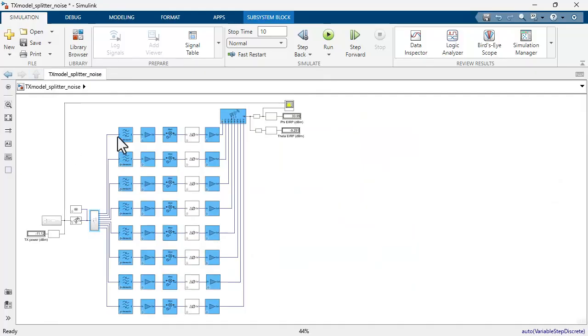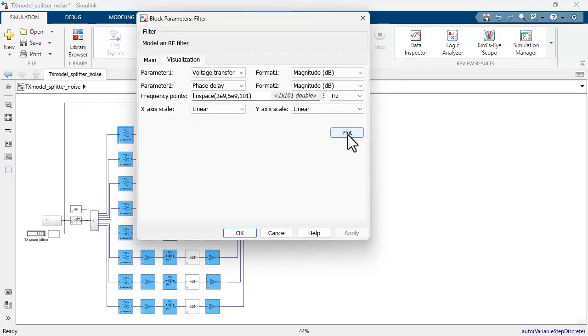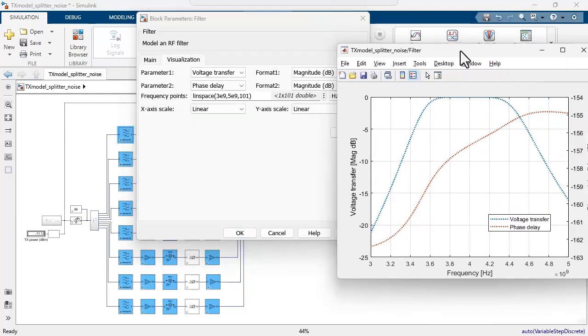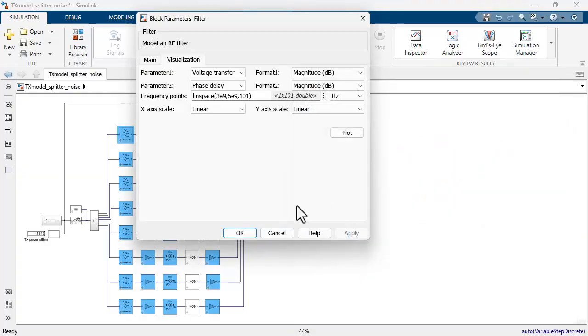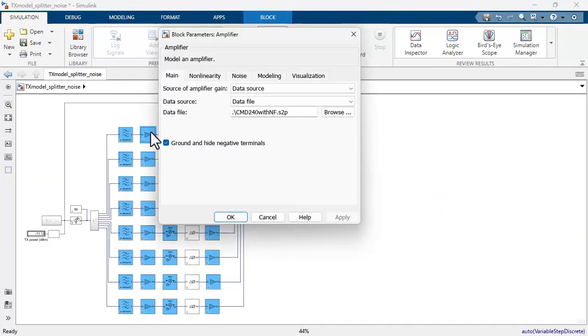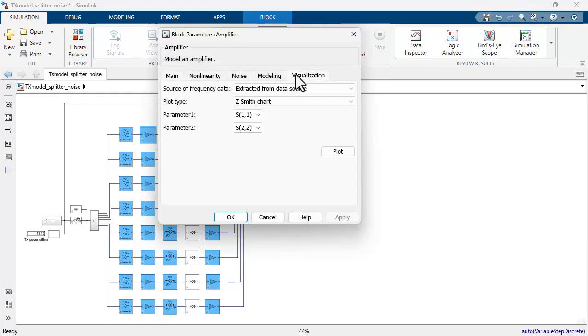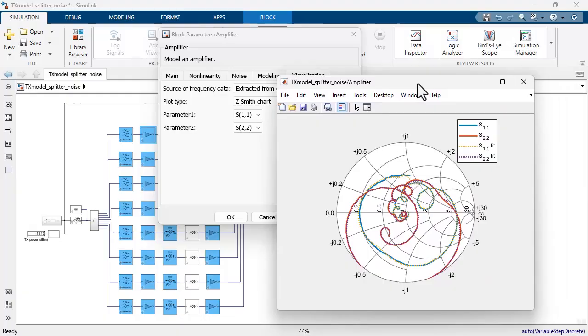We can inspect the filter centered around 4 gigahertz, both in amplitude and phase. We can inspect the S parameters of our amplifier. We can visualize, for example, on the Smith chart, both the S11 and the S22 and see how the matching condition changes throughout the frequencies over which the amplifier is defined.